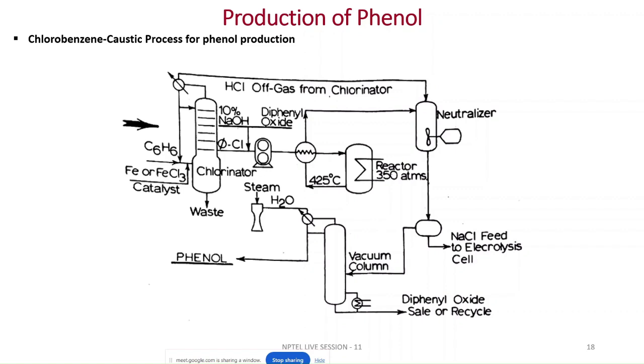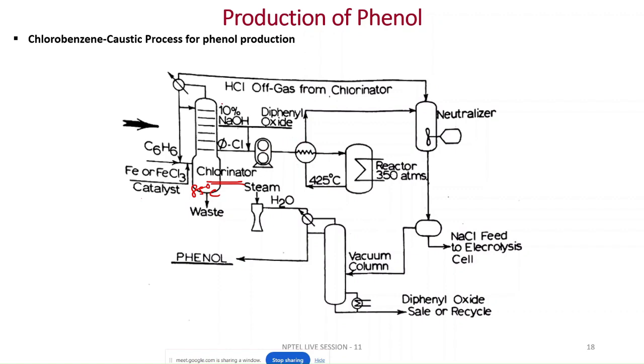So by this flowchart, you can see this is the chlorinator reactor, the first reactor. We are putting in benzene, and as a catalyst, FeCl3, and the reaction happens at 85 degrees Celsius. In the chlorination part we are getting monochlorobenzene. That part is taken to the next step of preheater and so on.